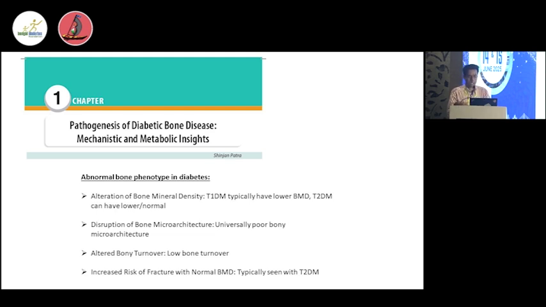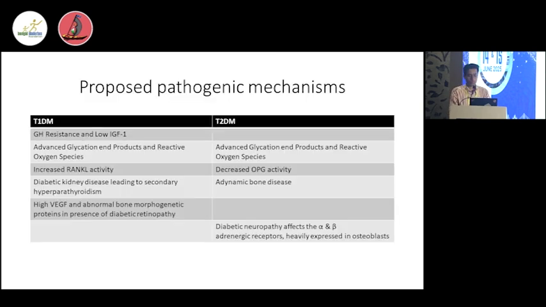type 2 diabetes. Diabetic kidney disease, especially in type 1 diabetes, leads to secondary hyperparathyroidism. In type 2 diabetes, another very important mechanism is adynamic bone disease. And talking about microvascular complications, in diabetic retinopathy there is high VEGF and abnormal bone morphogenetic proteins that also cause poor bone mass, as well as diabetic neuropathy, which affects alpha and beta adrenergic receptors, which are heavily expressed in osteoblasts.